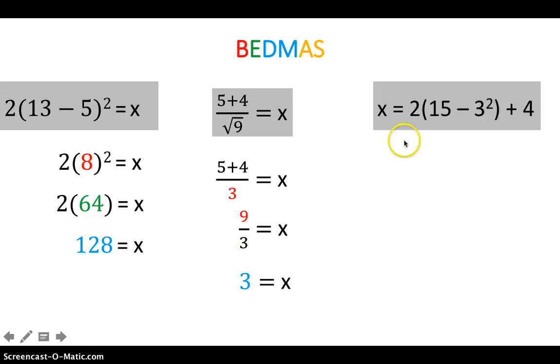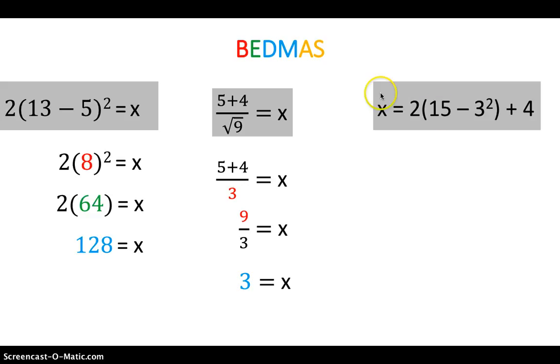Another example like this, here we have x equals and then a whole bunch of things on the right hand side. Notice that I can have something equals x or x equals something. It doesn't matter. We just have two sides of an equation, but here we still see x is totally by itself on one side of that equation. So that means that we're going to use BEDMAS.